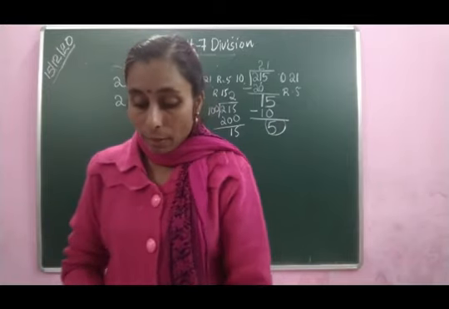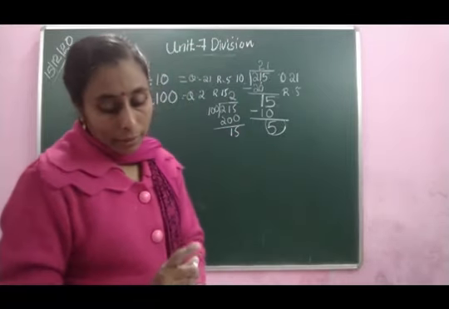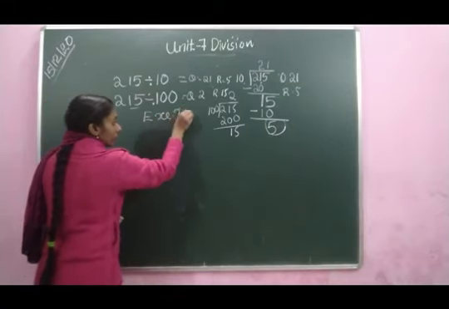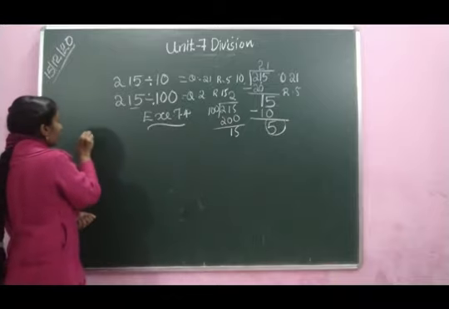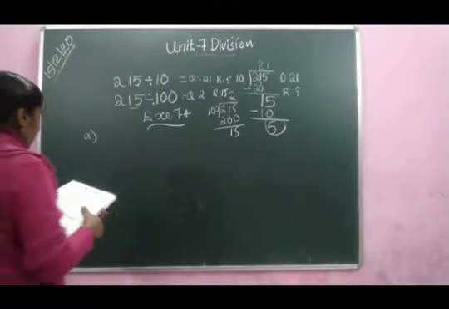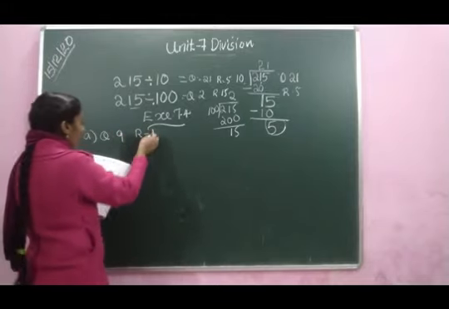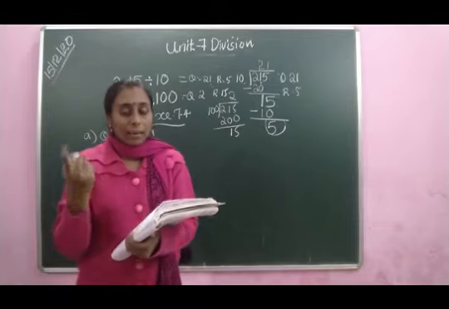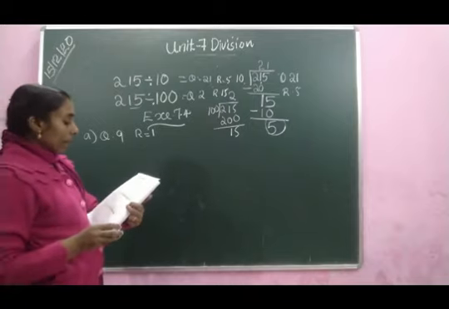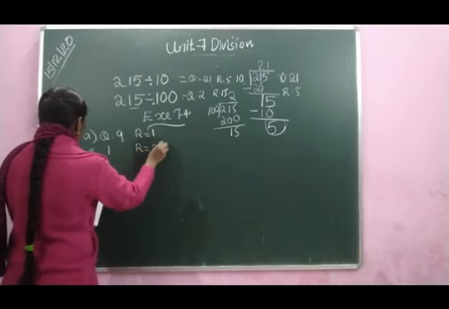Okay. Now let's see our exercise. You can write in your book itself, exercise 7.4, question number A. Here 91 divided by 10. Write quotient is 9 and remainder is 1. Dividing by 10, the last one digit changes into the remainder. And question number 3, 123 divided by 100. Quotient is 1 and remainder is 23.